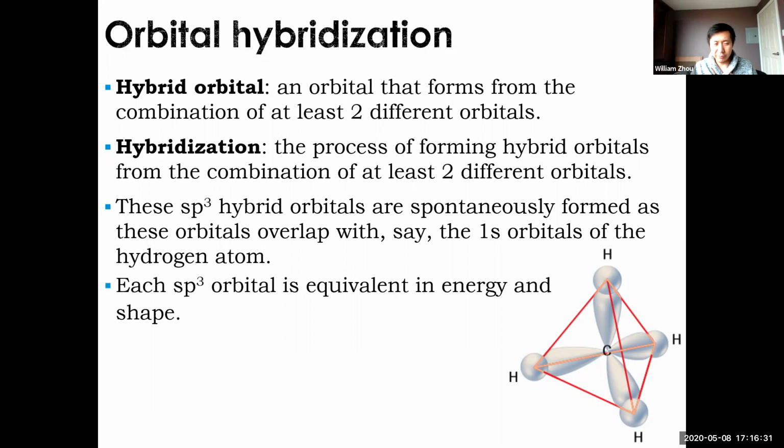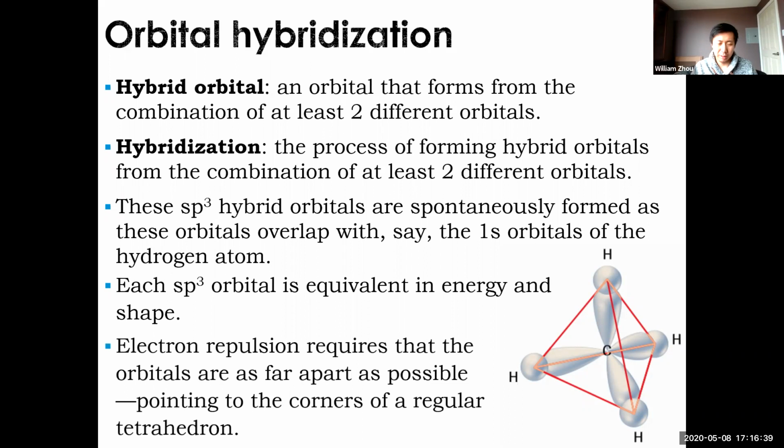Okay, so like I said before, the sp3 orbitals are all equal in energy and shape. They're indistinguishable from each other. And they will, of course, repel so that they will have the most optimum configuration, as far apart from each other as possible, forming 109.5 degree angles with everyone else. So do we have any questions about hybrid orbitals?